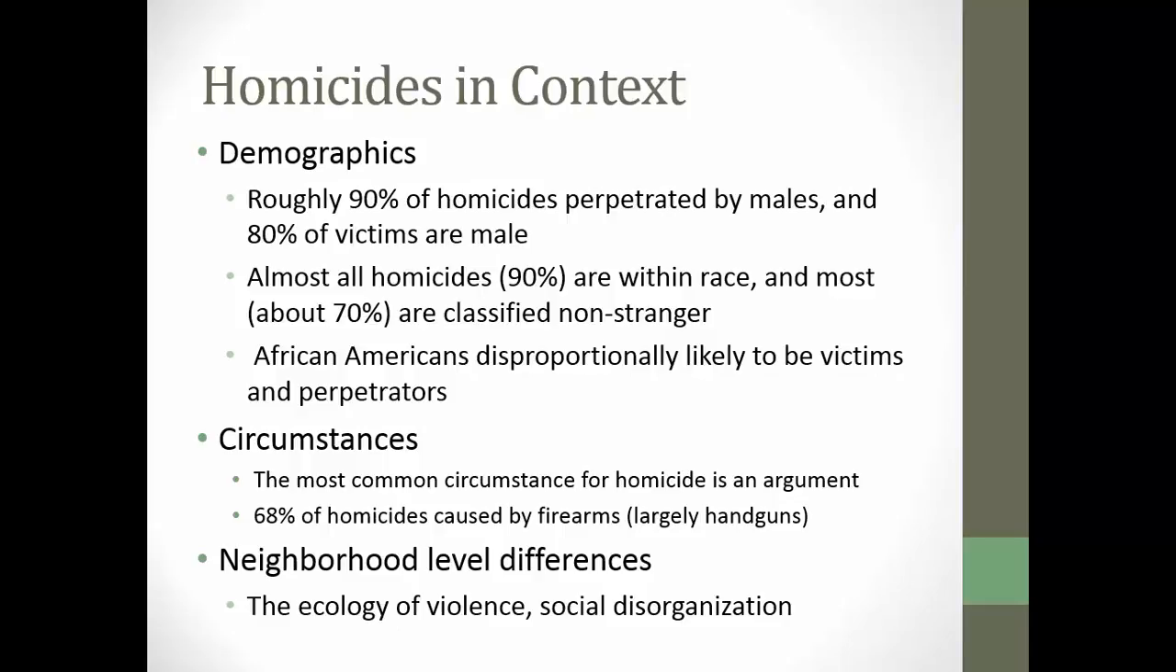68% of homicides are caused by firearms, and most of those firearms are handguns. One of the big issues with homicides, and we talked about this with social disorganization and a couple other theories, is that there are big differences in neighborhood levels. Homicide especially tends to cluster in certain neighborhoods. Think about the neighborhoods with low levels of collective efficacy, high levels of social disorganization, and so on and so forth. That's where you get the bulk of homicides in our country.